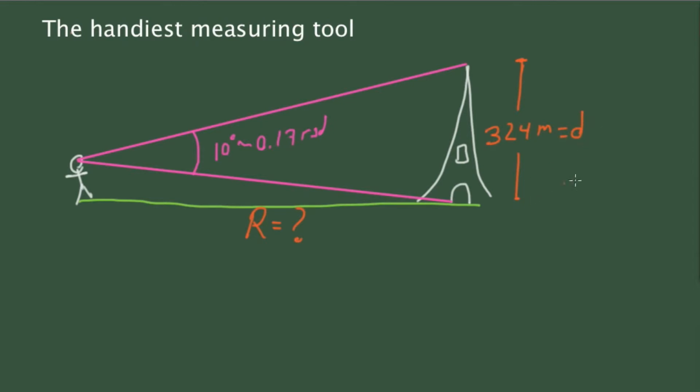I know that D is equal to theta times R, but R is my unknown. Therefore, R is equal to D divided by theta, which is 324 meters divided by 0.17 radians, and this gives me approximately 2 kilometers. So I know that I still have to walk a couple of kilometers, and based on how fast I walk, I can estimate, I don't know, 50 more minutes. So it was that simple.